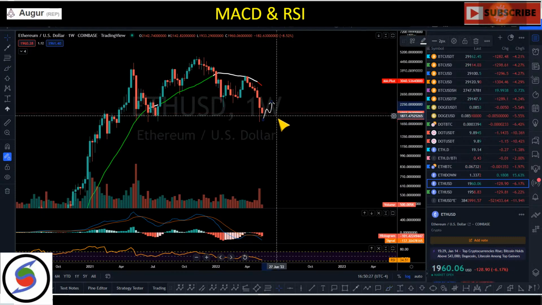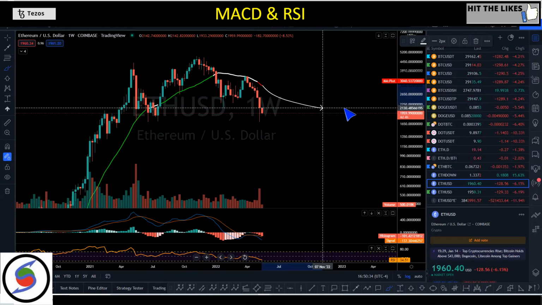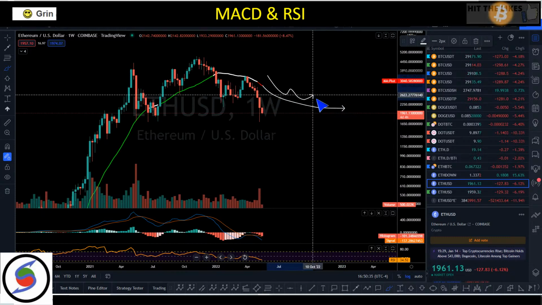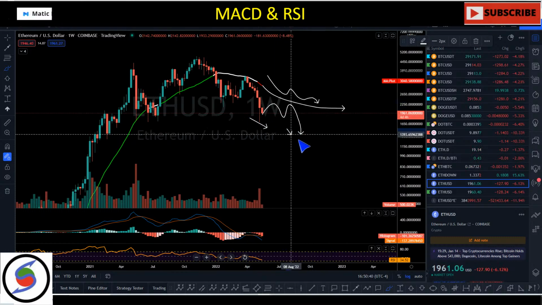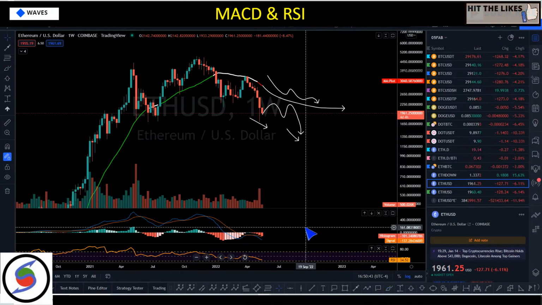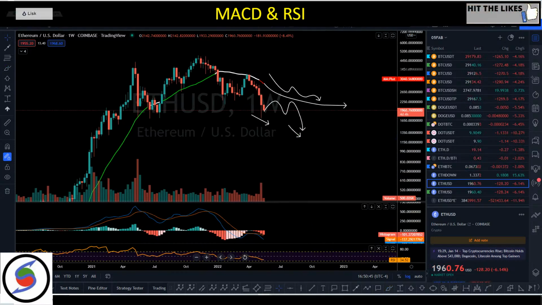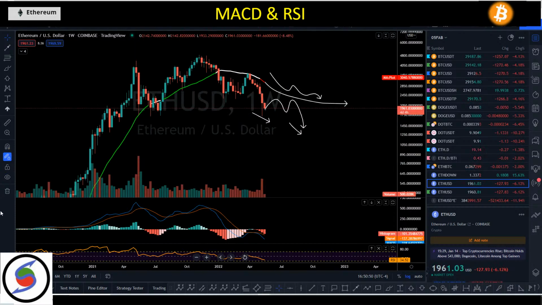I don't know where we're going to start those waves, but as of now, as long as we're staying below the 25 MA, any pullbacks are going to be either a sideways correction or just some lower lows. So that's something to keep in mind in the next few weeks or even a month going forward, because we're talking about Ether on the monthly, weekly, and all that good stuff.